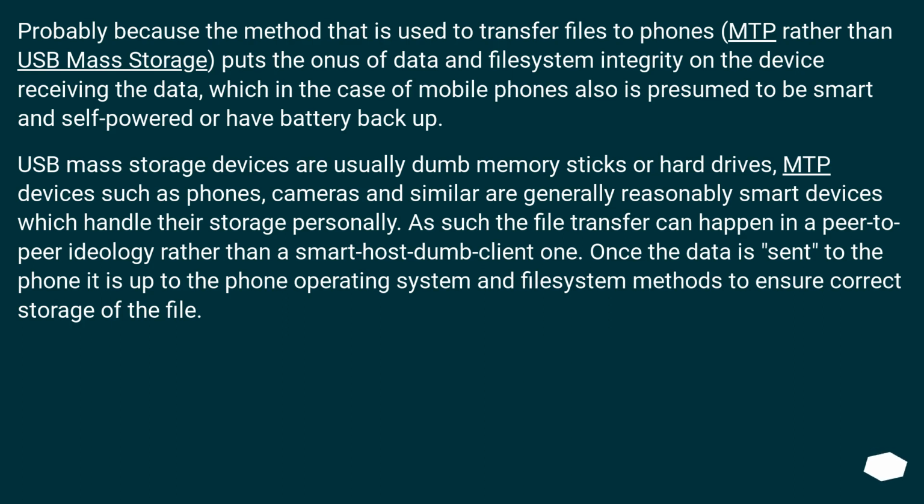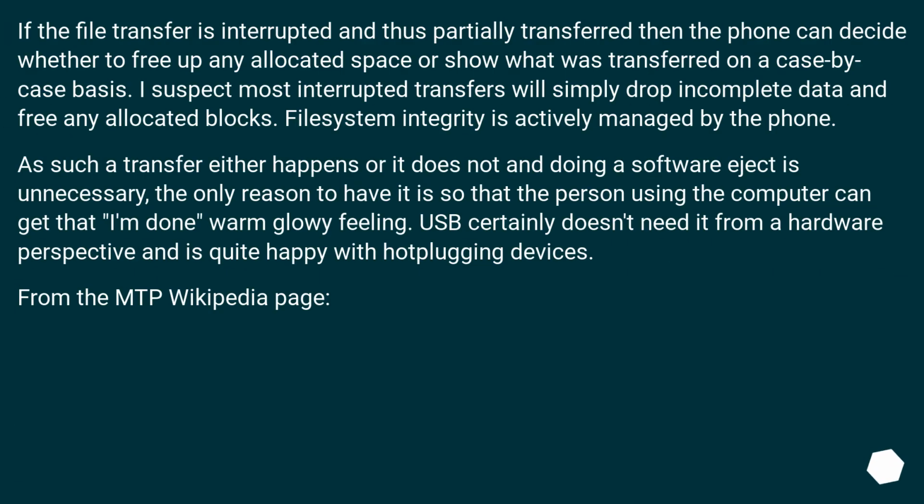Once the data is sent to the phone, it is up to the phone operating system and file system methods to ensure correct storage of the file. If the file transfer is interrupted and thus partially transferred, then the phone can decide whether to free up any allocated space or show what was transferred on a case-by-case basis. I suspect most interrupted transfers will simply drop incomplete data and free any allocated blocks.